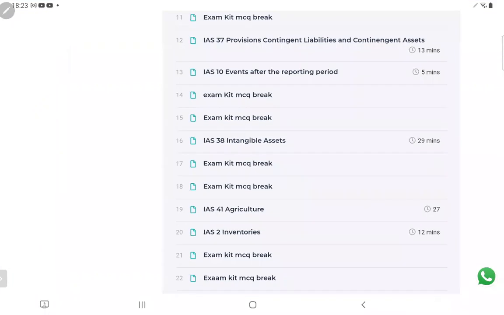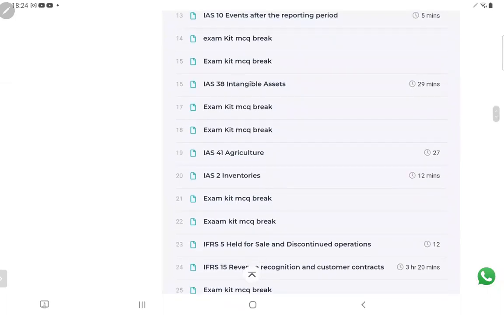Move on. Again, exam kit MCQ breaks. We will have two MCQ breaks, and then we will move to IAS 38, intangible assets. What are intangible assets? Assets which cannot be seen, felt or touched, right? For example, brands, licenses, patents, copyrights, and so on. All the detail, what is research expense, what is development expenditure, what are their accounting treatments, what is amortization, what is the treatment of indefinite useful life assets, and what are the treatments of assets which have a definite useful life, you will learn in this standard, and then we will again have two exam kit MCQ breaks.